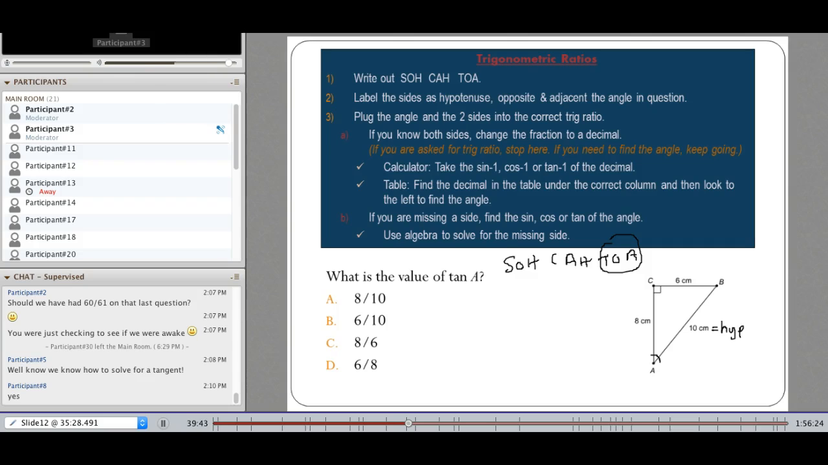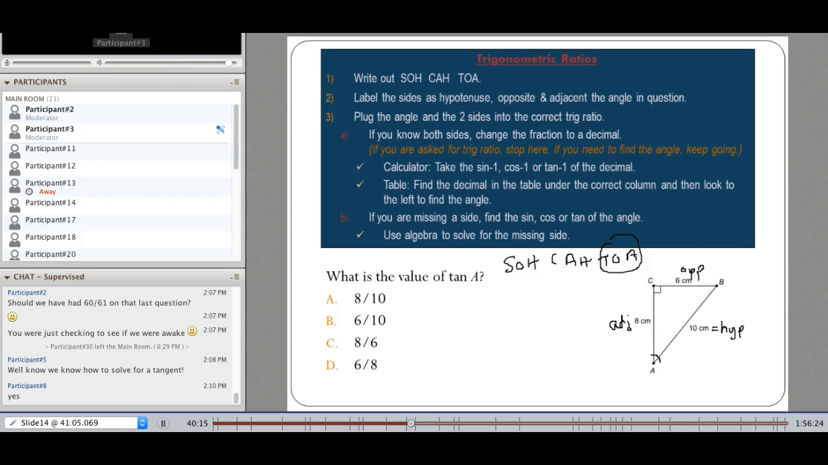The opposite side from angle A is the 6 centimeters. It's side CB, that's opposite. And here is the adjacent side CA. So if we're looking at the angle, directly opposite is the opposite side. Next to it is the adjacent side, which is one of the other sides of that angle with the hypotenuse. Okay. So choose A, B, C, or D. I'm going to wait for a little bit more answers. So far we have 4 answers.